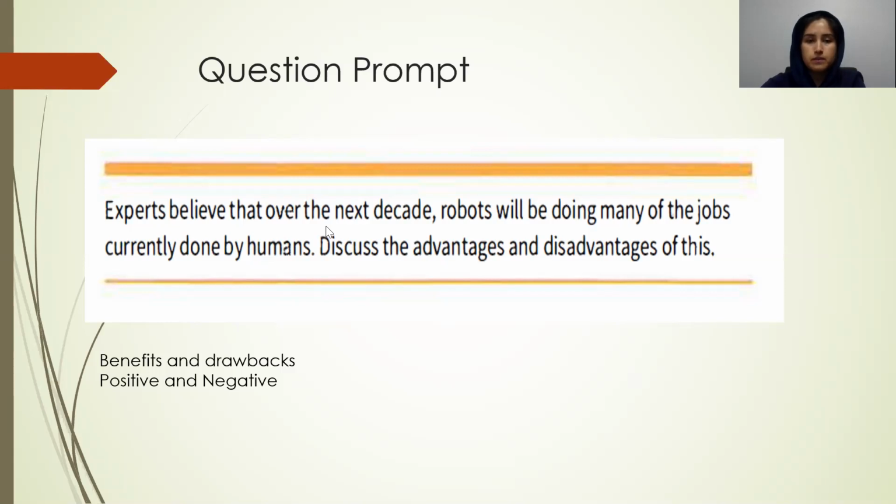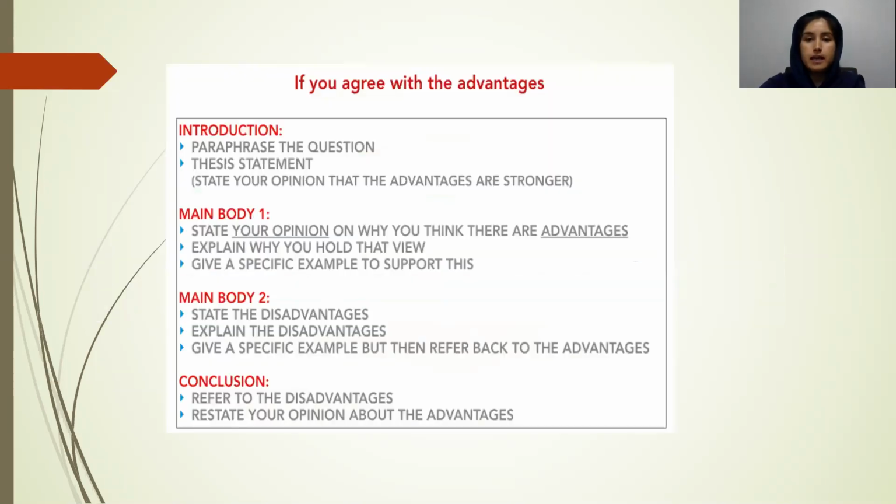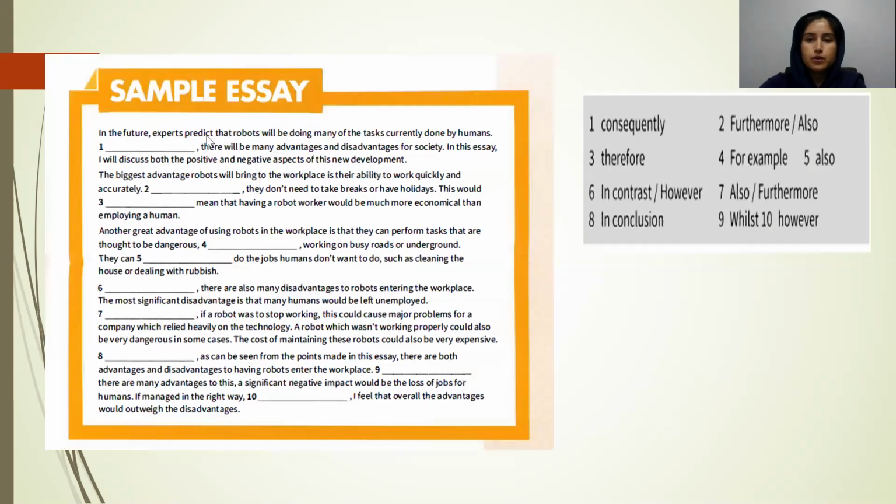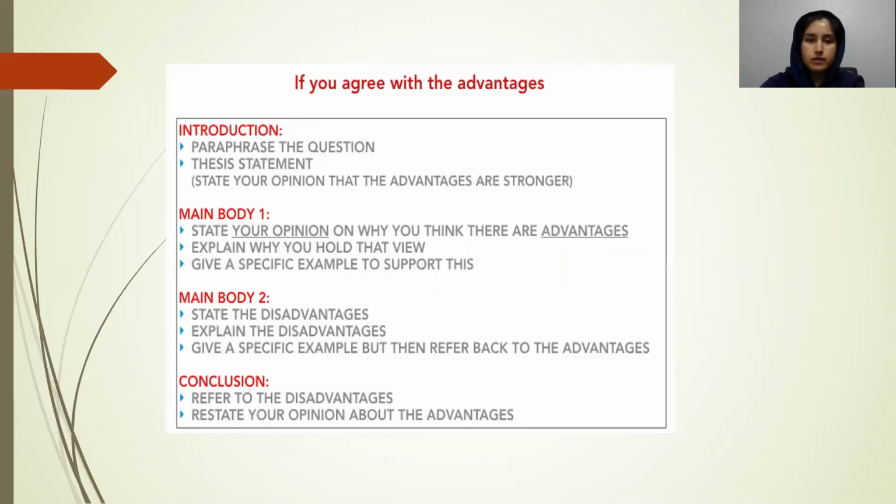So let's go to our own writing. We will see how it has paragraphs and then paraphrased, and then we will come back for the next sentence. So don't worry about this right now. Our own paraphrasing says, in the future, experts predict that robots will be doing many of the tasks currently done by humans. So this is very simple, and then you just paraphrase this one.